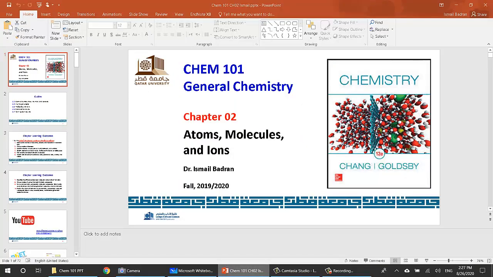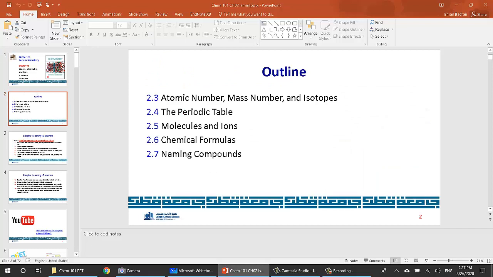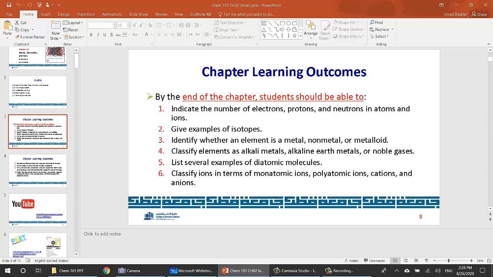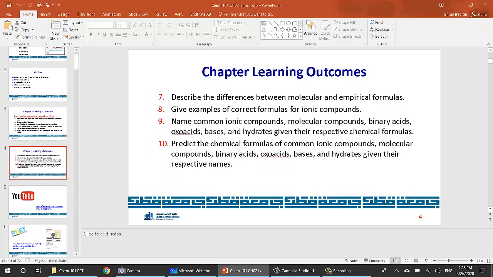Chapter 2 is where we start with real chemistry, and we're going to talk about atoms, molecules, and ions. Not every section in this chapter is required. As I said last time, some sections are omitted. Sections 2.1 and 2.2 are omitted; it's a home read, so we're going to start with section 2.3. Also, section 2.8 is omitted from the book, so we're going to only cover 2.3 all the way up to 2.7. These are the learning outcomes that you will learn by the end of this chapter. You can go over them.